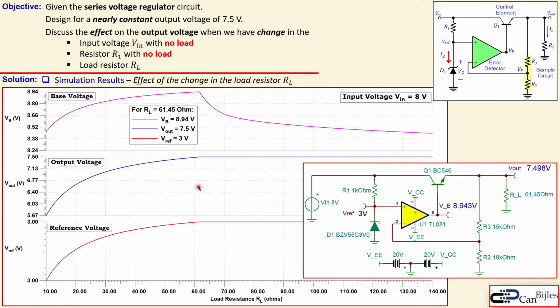Alright, that was our example considering the series voltage regulator. We have discussed how we can make a design for the required output voltage, which is 7.5 volts. We also discussed the effect on the output voltage when we change the input voltage, the resistor R1, and also the load resistor here.